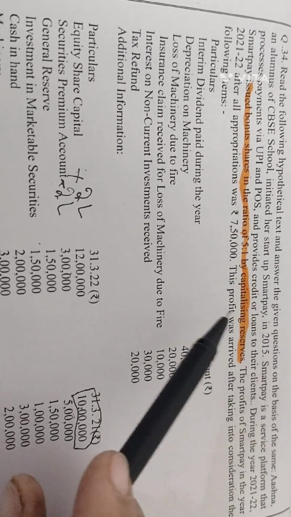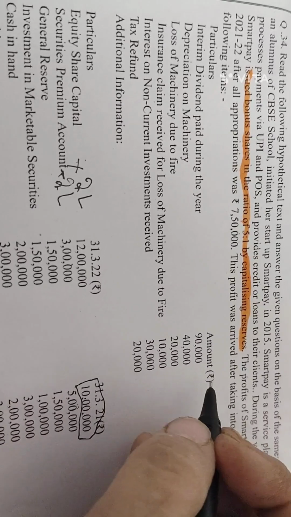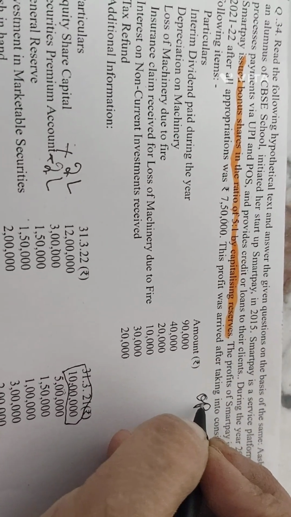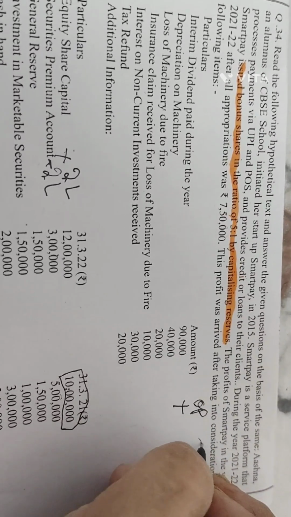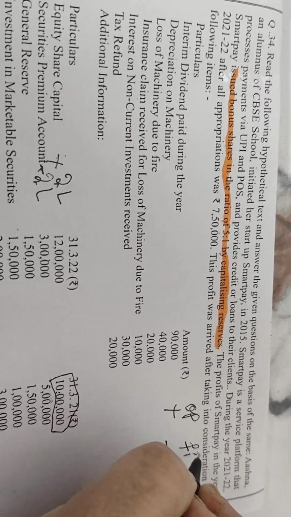So here these profits are earned during the year. Interim dividend paid during the year is the first point. What are you going to do in the operating activity? This 90,000 would be added for interim dividend, and this would be given a deduction in your financing activities, right?